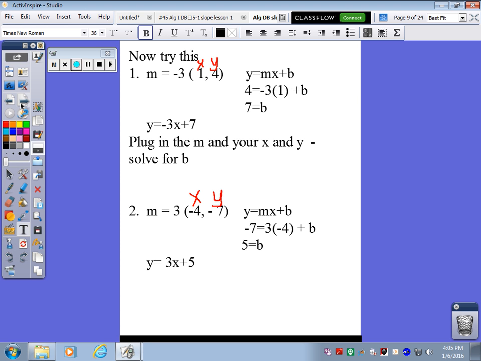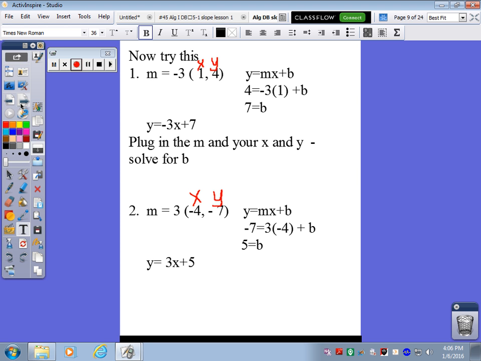So does everybody understand that we have 4 equals -3 times 1 plus b, 7 equals b? You may have to look at that a little bit. But then you solve for b, you already had your m, so your equation is y equals -3x plus 7. So here's your second problem. M is equal to 3, and your ordered pair is (-4, -7).